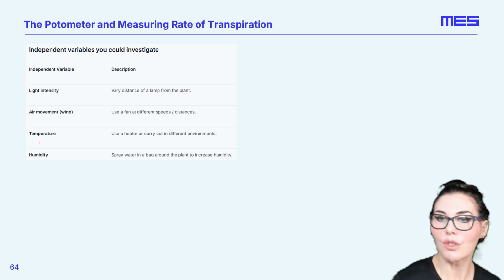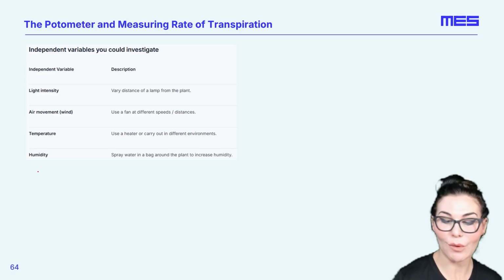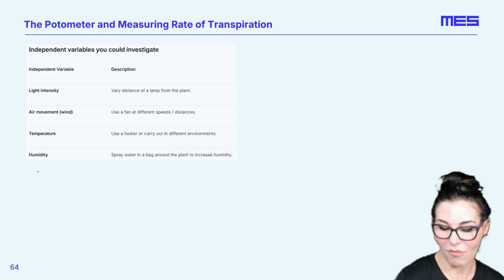Or you could investigate different temperatures by setting up a heater and adjusting, obviously, the temperature the heater is at. And the humidity could be changed. You can literally put a see-through bag around your plant, but spray water into it first to create humidity in the atmosphere around the plant.